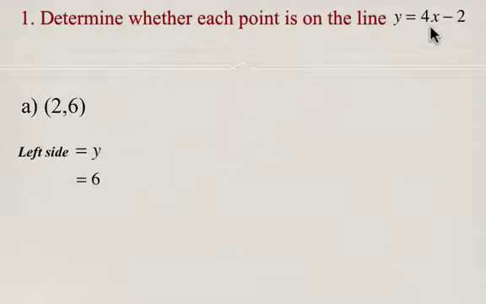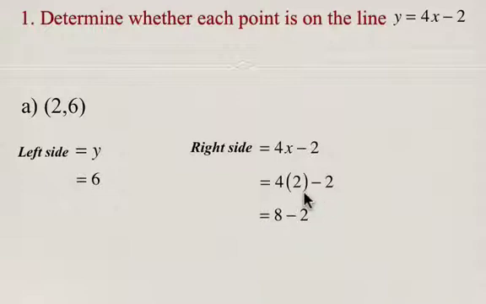Next, we're going to take a look at the right-hand side of this equation, y equals 4x minus 2, and the right side then is just the 4x minus 2. Now we're going to sub in for our x coordinate, and we're going to get that from the ordered pair. So we're going to sub in 2 for x. So our next line is going to be just subbing in 2 for x in brackets. So we have 4 times 2 minus 2, which is 8 minus 2, which is equal to 6.